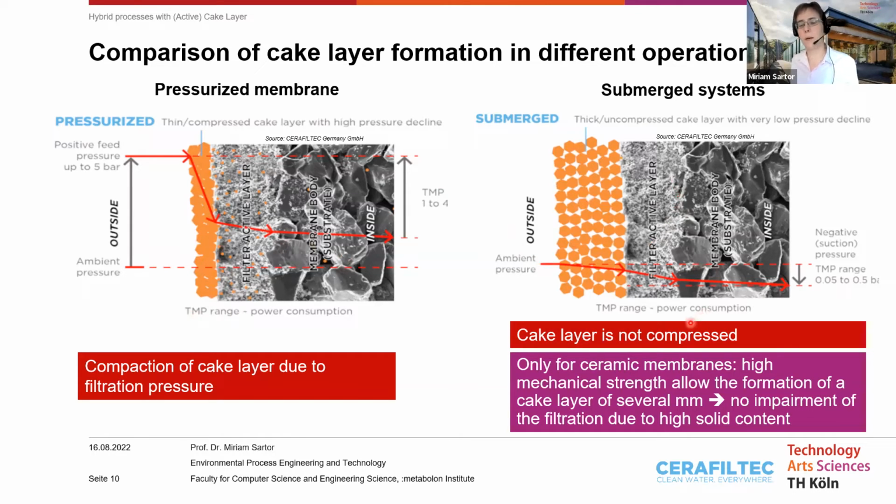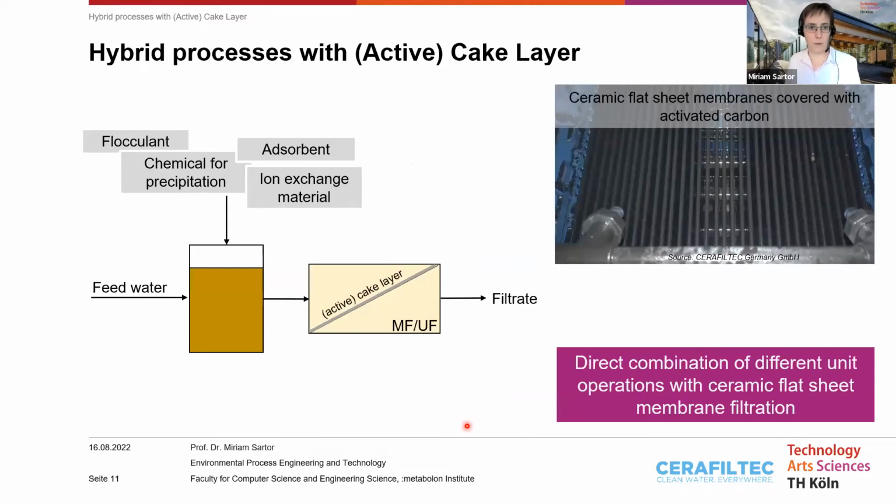And on the other side, when you have a membrane where you work with the submerged systems and you suck the water through the membrane, the filter cake is not compressed, it is more or less fluffy and the water is moving through. And now everything was the same for polymerics, but now comes the point only working for ceramic membranes. The high mechanical strength of the flat sheet membranes allows the formation of a filter cake of several millimeters on that membrane without any impairment of the filtration due to the high solid content, as long as this filter cake stays fluffy. And this allows the development of new processes, like hybrid processes with active cake layer.